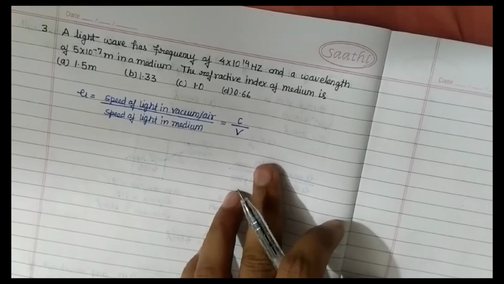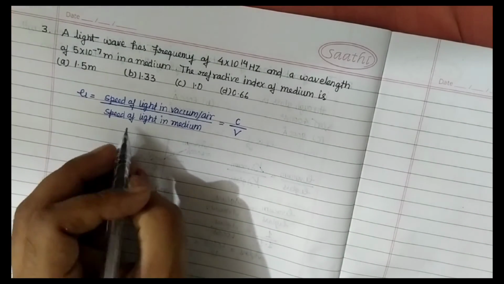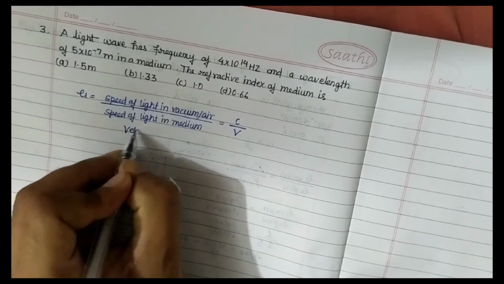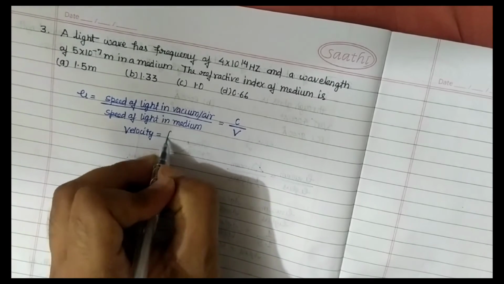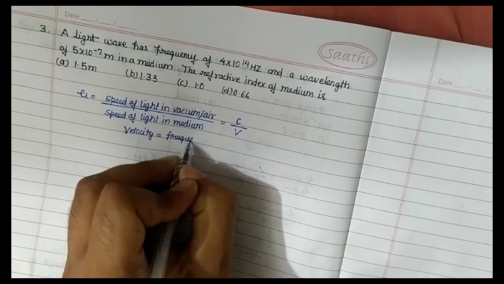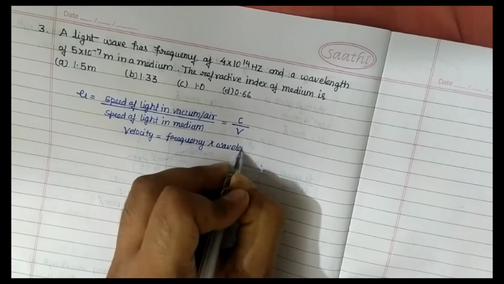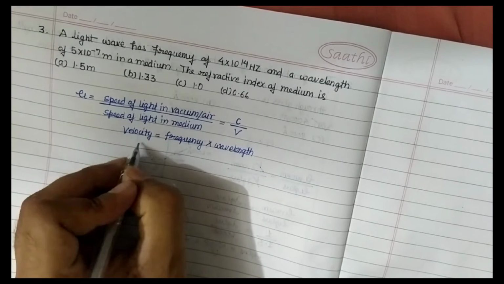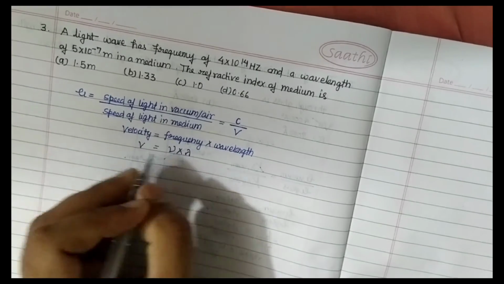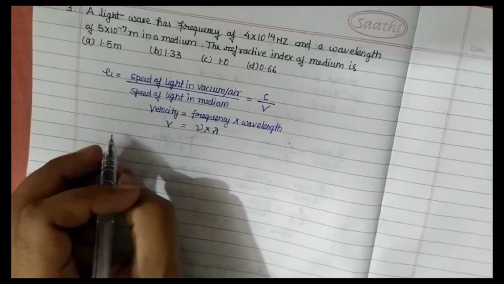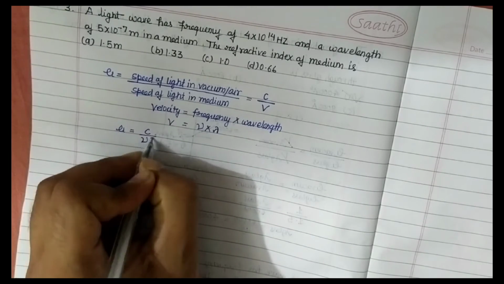So light has both particle nature and wave nature. So a light wave has been given to us. So this velocity will be equal to frequency multiplied by wavelength. That is, our V will be equal to frequency nu times wavelength. So we will put the values. So our refractive index will come out C upon nu lambda.